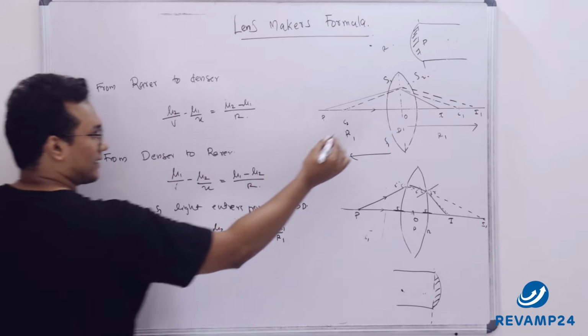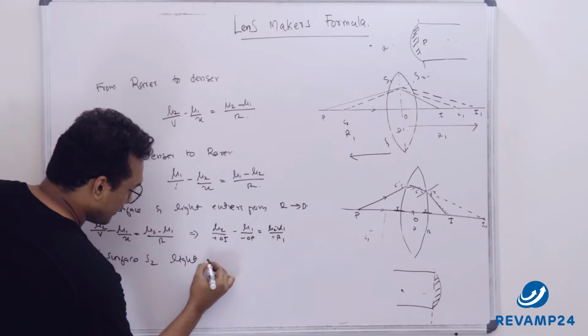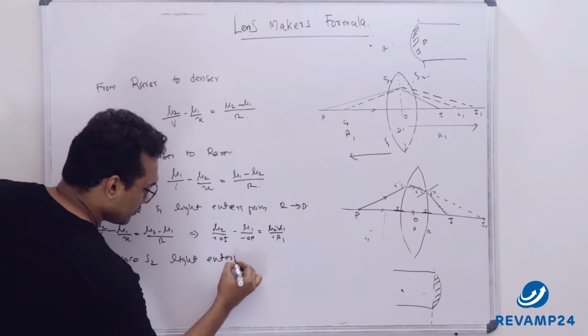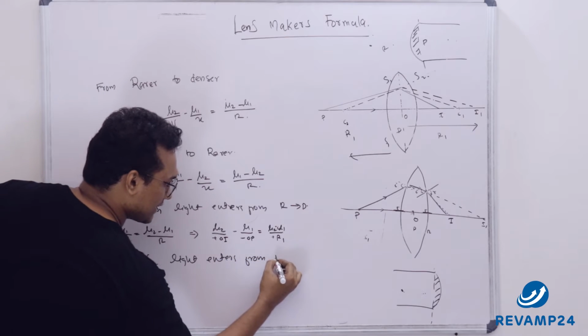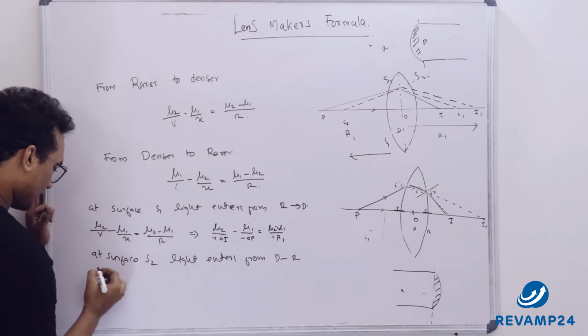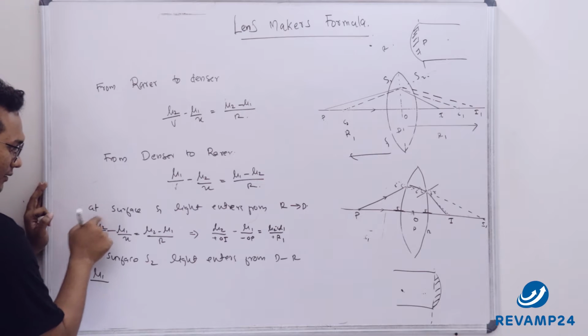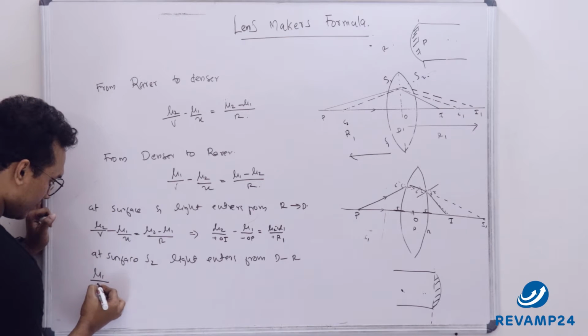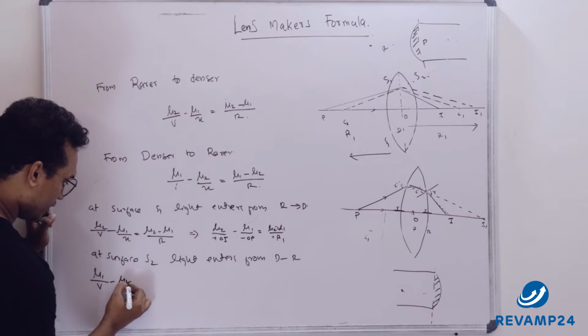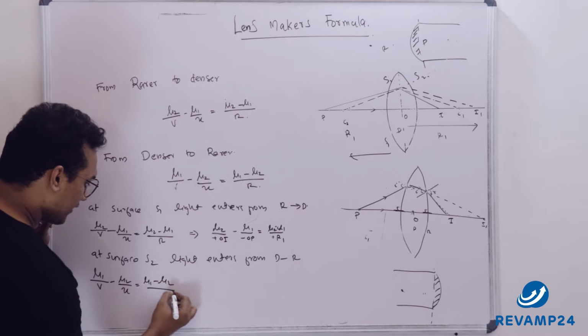Now at surface 2, S2 here, light enters from denser to rarer medium. So I have to apply this equation. What is that equation? Just interchange mu2 with mu1. So mu1 divided by V minus mu2 divided by U is equal to mu1 minus mu2 divided by R.